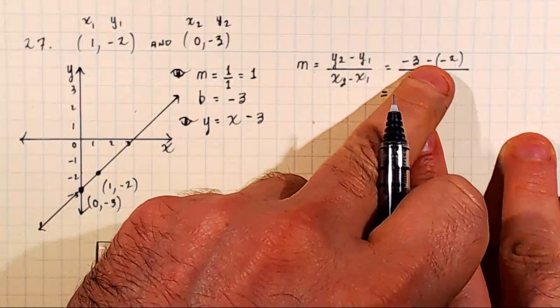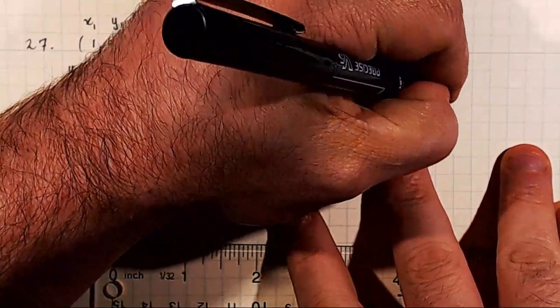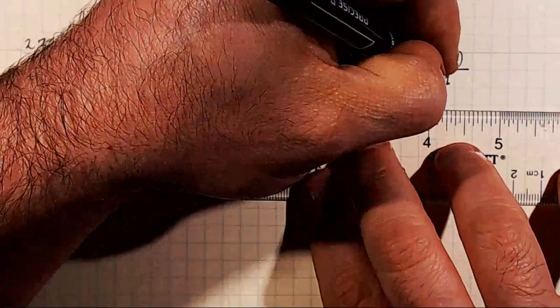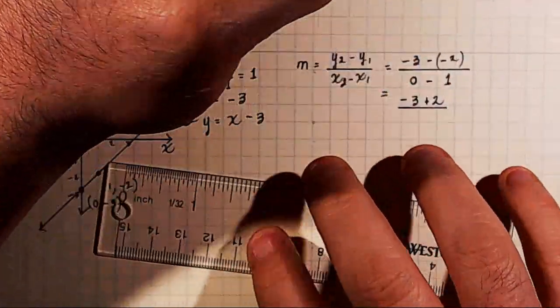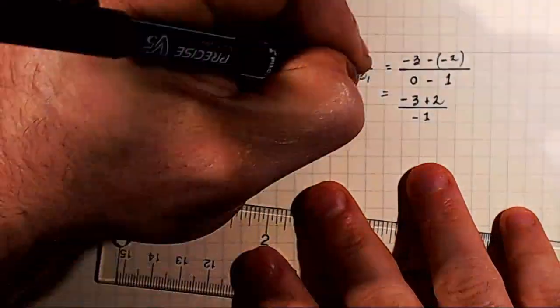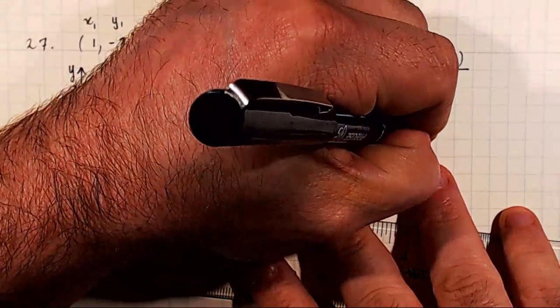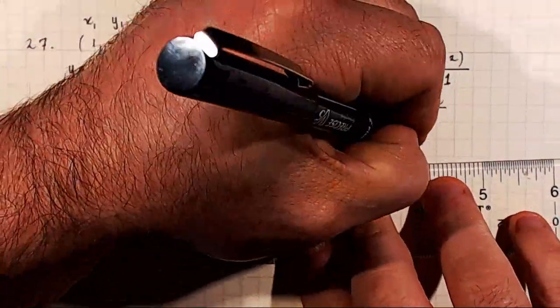Negative 3 minus negative 2 is really negative 3 plus 2 over 0 minus 1, which is just negative 1. Okay, so what is negative 3 plus 2? Well, it's negative 1. We have negative 1 over negative 1.